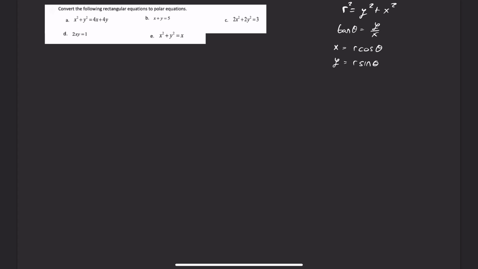Okay, so our next question, B, we have x plus y equals 5. So this one is pretty straightforward. We just replace them. Solving for r, we just factor out an r. And we solve for r.